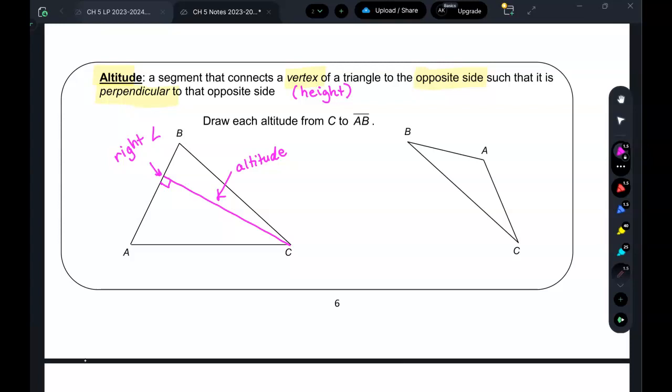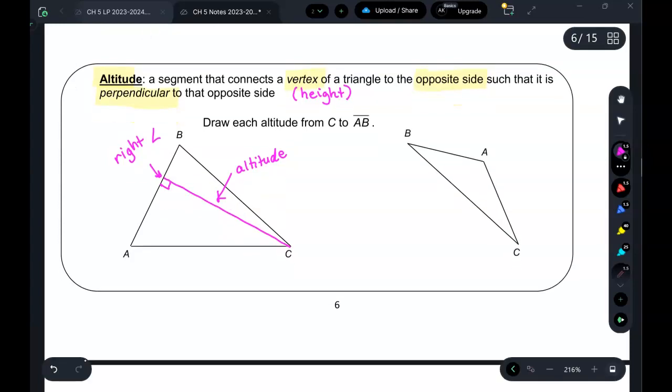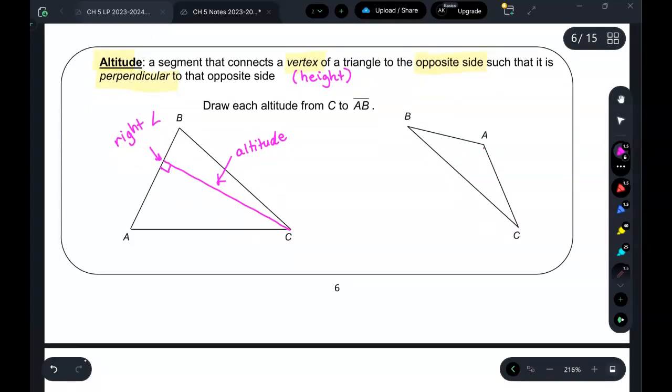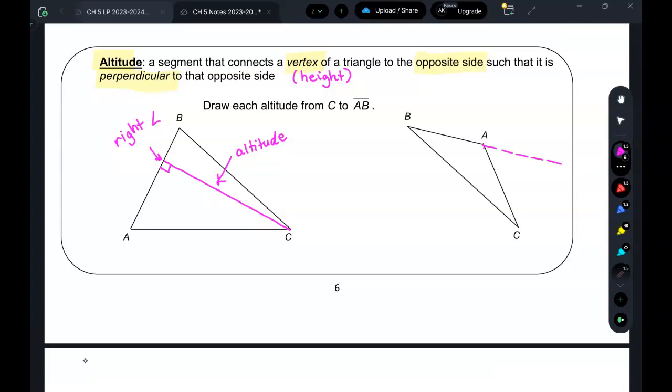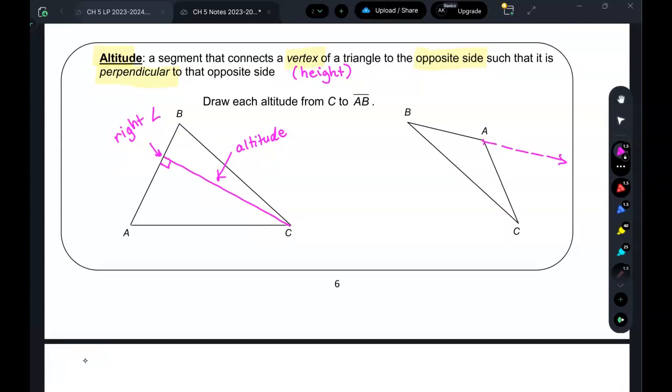Now, what if we want to try to draw from C to AB? The problem is, if I try to draw the height from C to AB, am I going to get a right angle? No. So what I have to do is take my ruler and extend side AB. Maybe I'll draw it dotted. If I extend that side a little bit longer, whenever I have to draw to an opposite angle that is obtuse, it's going to end up going outside the triangle.